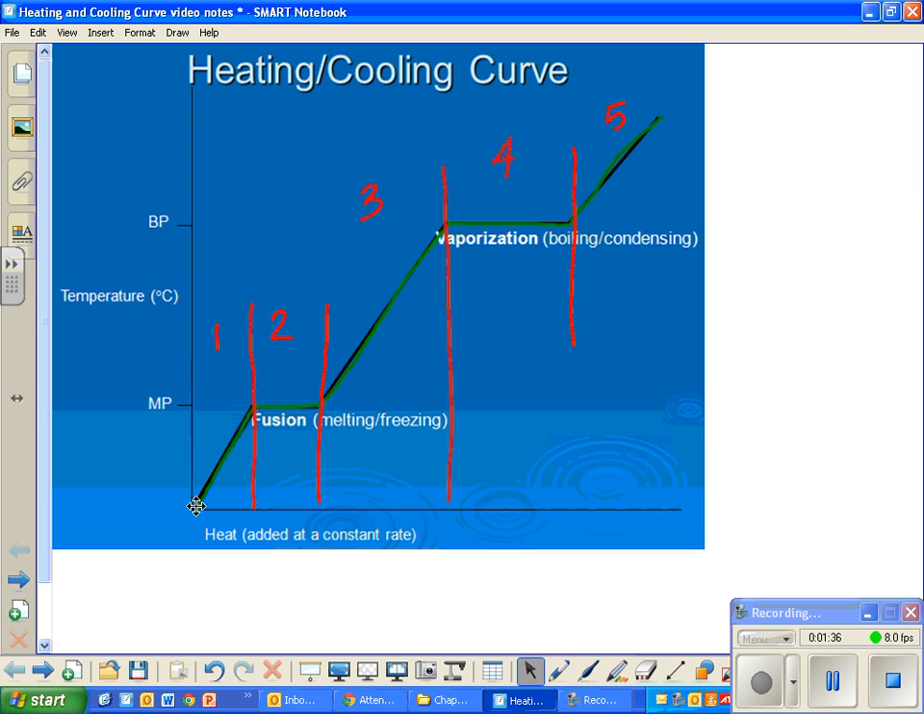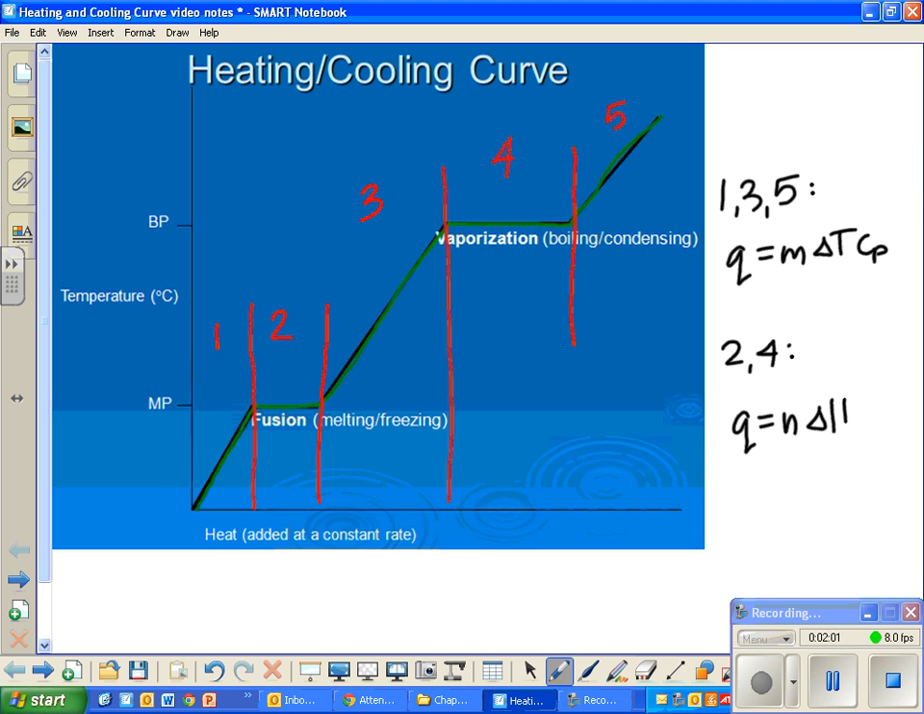In sections 1, 3, and 5, if you wanted to calculate the heat, you would use your specific heat equation because you have a change in temperature. So Q equals M times delta T times the specific heat of whatever your substance is. If you were calculating the heat in sections 2 and 4, you would use the equation Q equals n times delta H, and depending on your section, it'd either be fusion or vaporization.